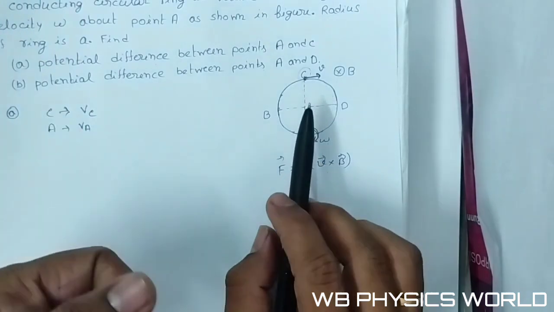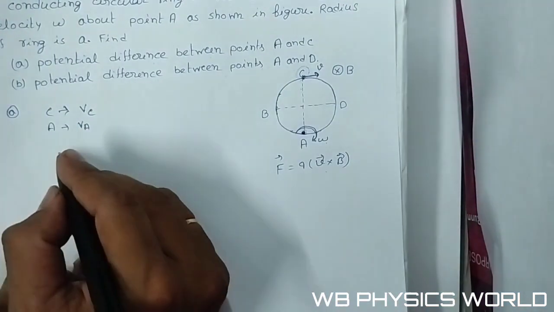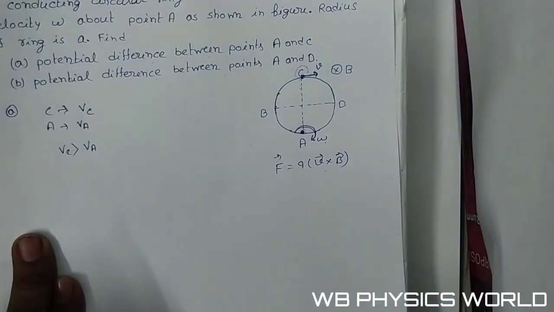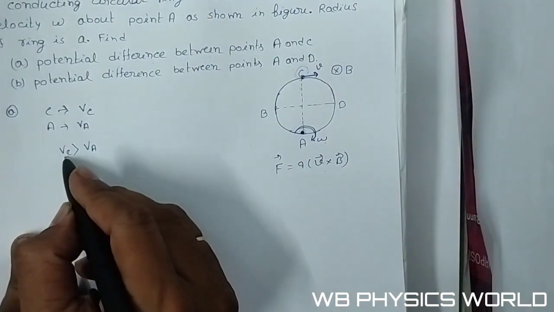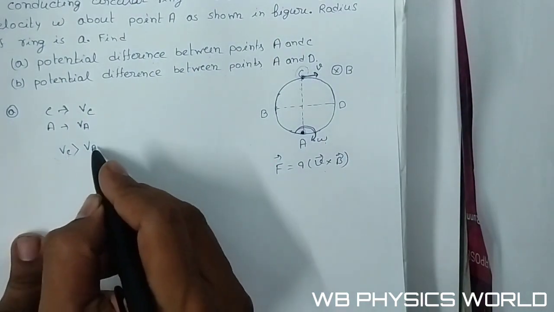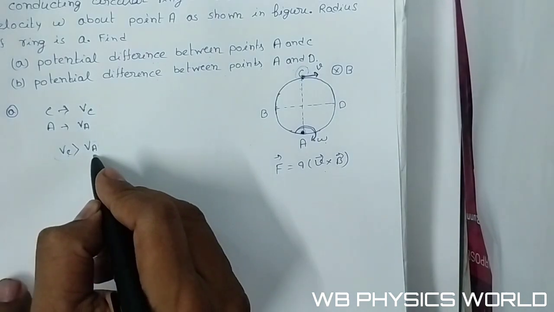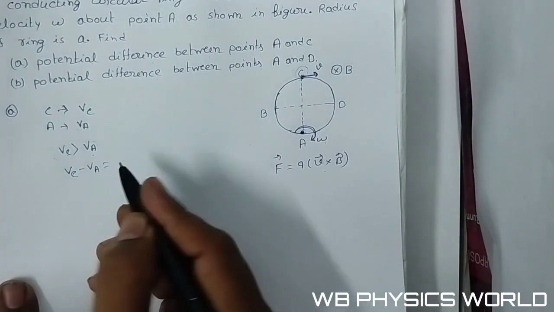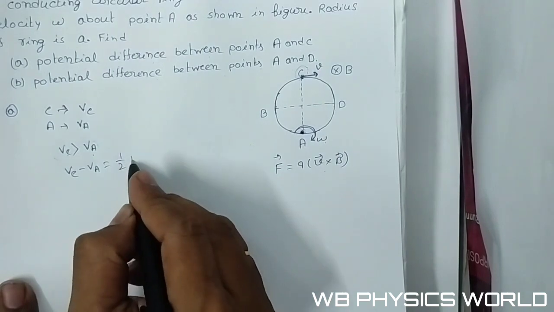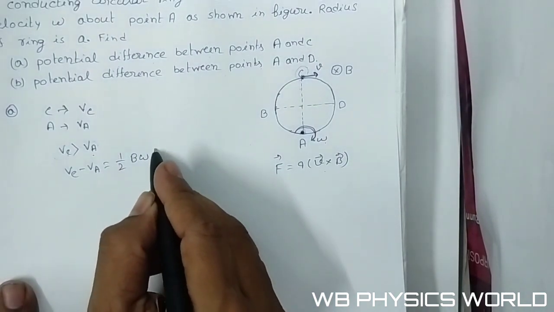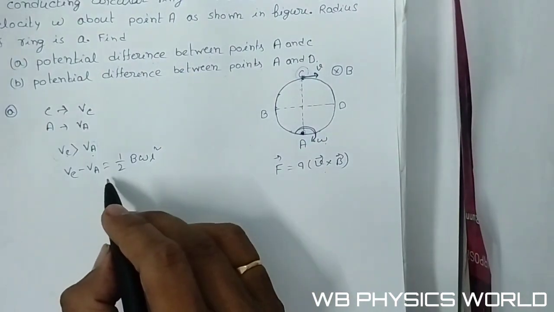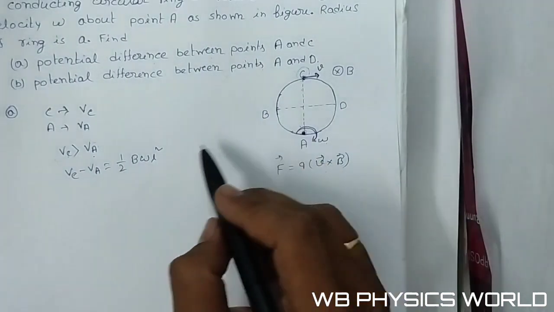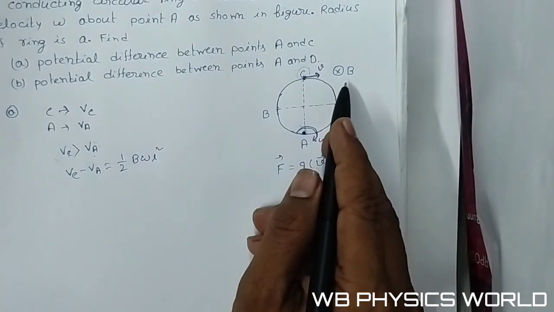So the potential at point C is greater than potential at point A, since the potential at point C is positive potential and the potential at point A is negative potential. So Vc minus Va is equal to half B omega L square. This is the potential difference when a circular ring is rotated in magnetic field.